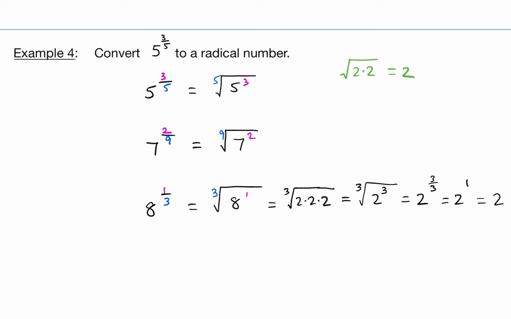Well, here's the answer. The key here is the root number. This root number tells you how many 2's, in this case, you're going to need in order to pull it out of the radical sign.